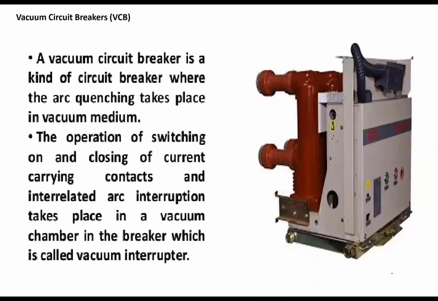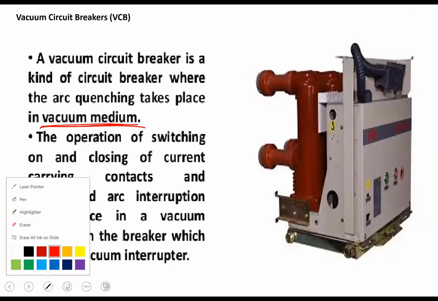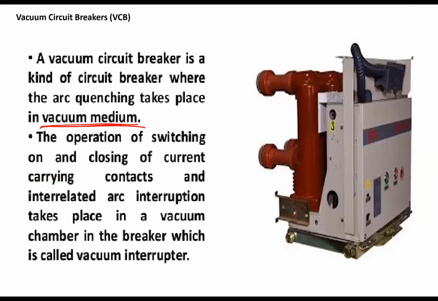The next type of circuit breakers are the vacuum circuit breakers. So here the medium that is separating the fixed and moving contact is the vacuum. Vacuum is the medium. In the image, if you carefully observe, here it is one contact. This is one contact and this is one more contact.